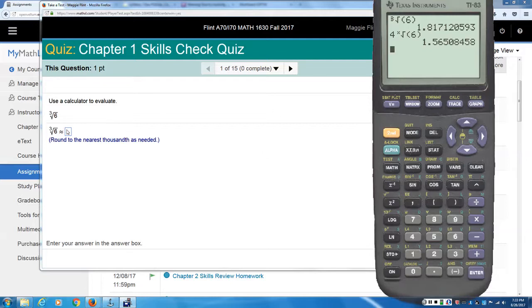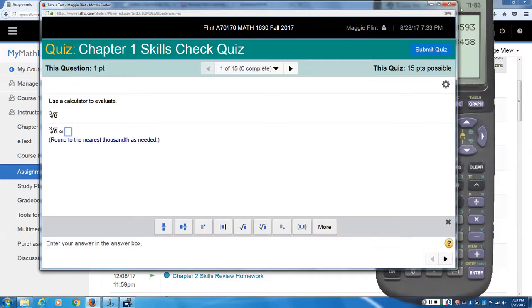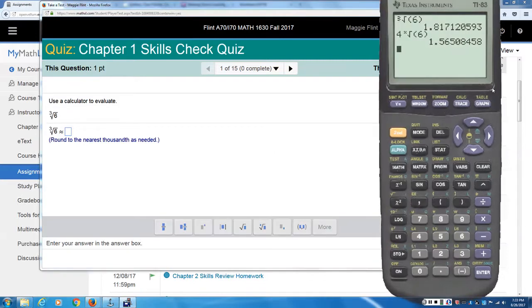So I'm going to type this one in for the people that are unfamiliar with MyMathLab. See, it was 1.817.